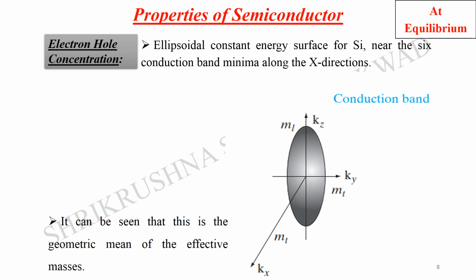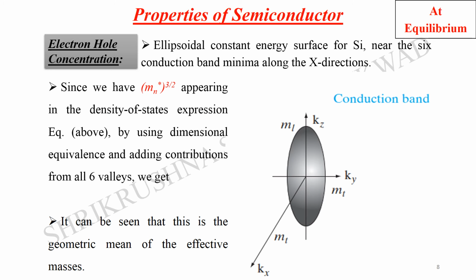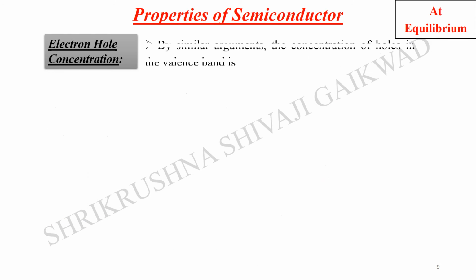So the ellipsoidal constant energy surface for silicon near the 6 conduction band minima along the x directions has been provided. Since we have m_n star raised to 3/2 appearing in the density of states expression given above, using the dimensional equivalence and adding the contribution from all 6 valleys, we get m_n star raised to 3/2 equal to 6 times (m_l m_t squared) raised to 1/2. It can be seen that this is the geometrical mean of the effective masses.